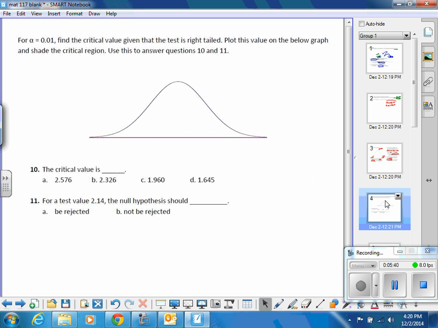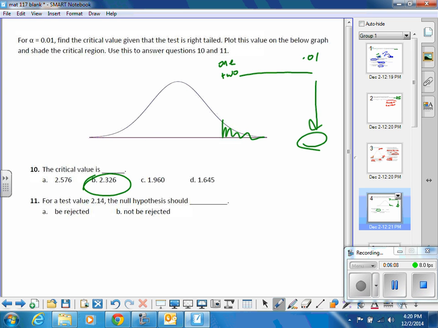The next set says, for an alpha of 0.01, find the critical value given that the test is right-tailed. So you know that's one of these. Again, you have to look at the chart in your book. You need to go to that T-chart, find where it says one-tailed, find the 0.01 alpha, and go all the way down to the z's. That gives you the z-score right there, 2.326, okay? Now, if I'm comparing a value of 2.14 to 2.326, 2.14 is falling over here, so I'm not rejecting it, okay?